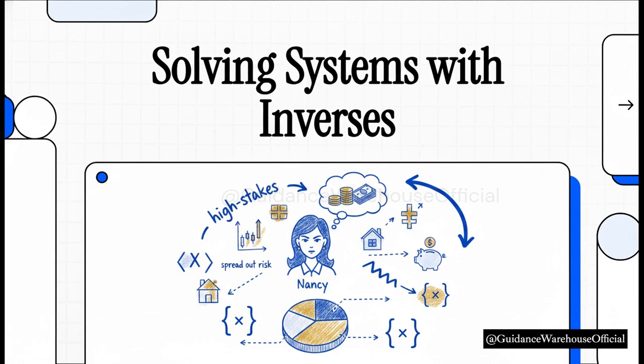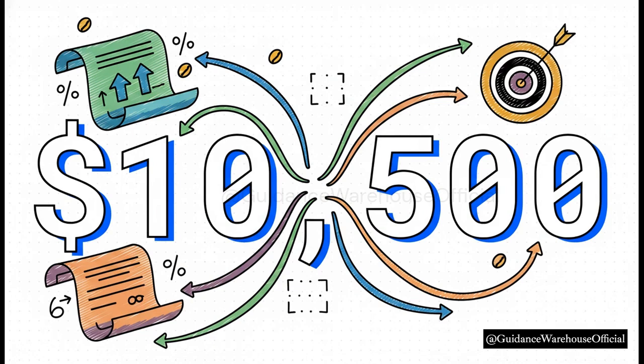She has a high-stakes investment split to make, and she needs to get the math absolutely perfect to hit her financial goals. So here's the deal. Nancy's looking at two different bonds. One gives her a 10% annual return, and the other yields 6%. She has $10,500 total to spread across them.